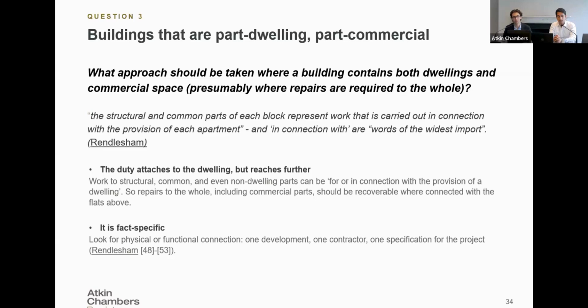But you want to start with a dwelling and then see how far you can stretch in connection with to your relevant defects. But we do expect there to be arguments around the thresholds of that.